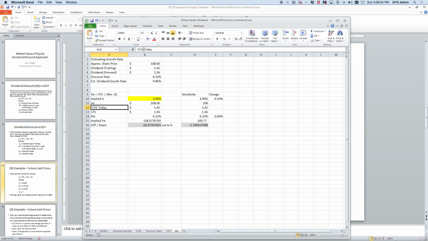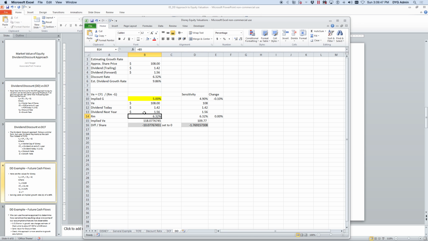The dividend today is $1.42. Good information, but we don't need it. Dividend next year, we're just going to grab the amount that we typed in up here. Again, the implied discount rate from all of our CAPM work is this.